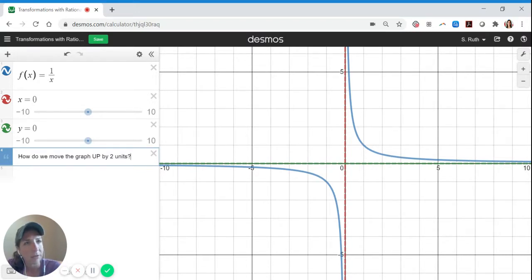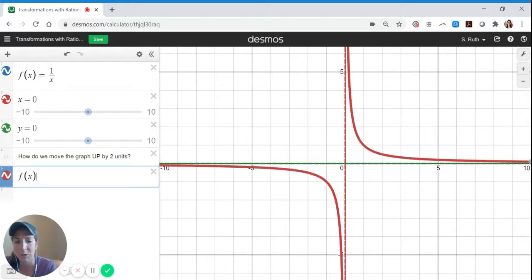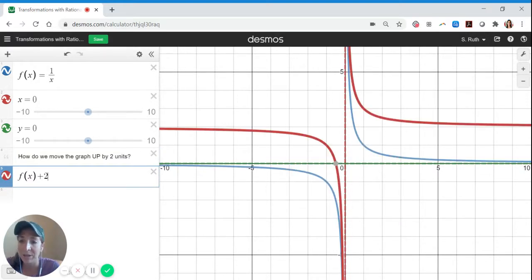And after thinking for a minute, maybe flipping back to some notes from Unit 1, feel free to pause and answer this before I do. That's always much more rewarding. But I think you'll agree we just need to tag 2 on to the function, not to the input, but to basically the end of the function. So I could actually do that in Desmos really readily by just saying add 2 to the function.